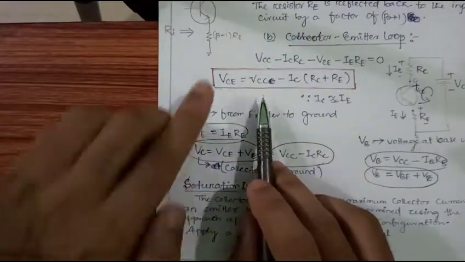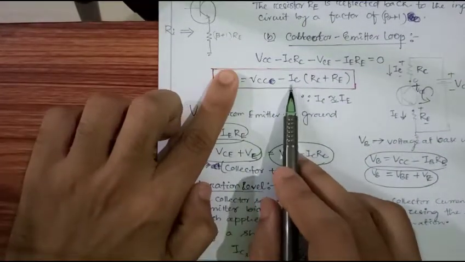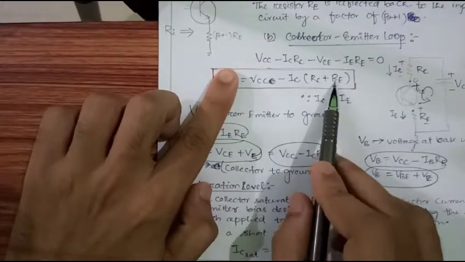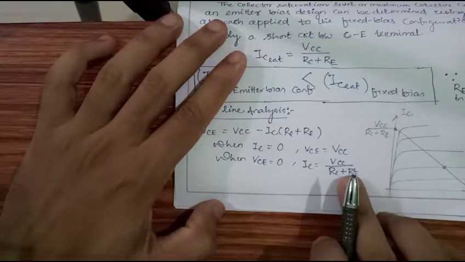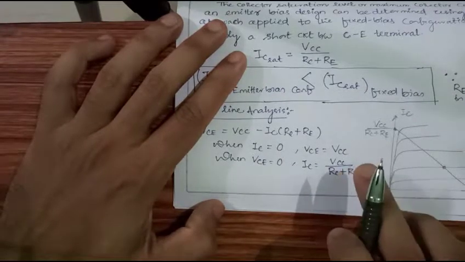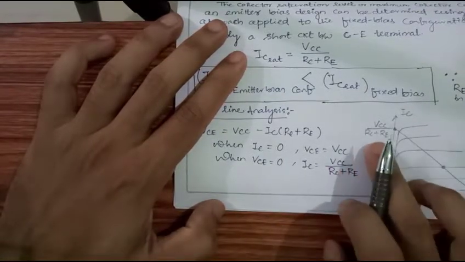In the second part, if I make my VCE equal to 0, then what will become IC? IC is nothing but VCC upon RC plus RE. So IC will become VCC by RC plus RE. In fixed bias, it was VCC upon RC only. But as the addition of RE came into the picture, the RE was added.